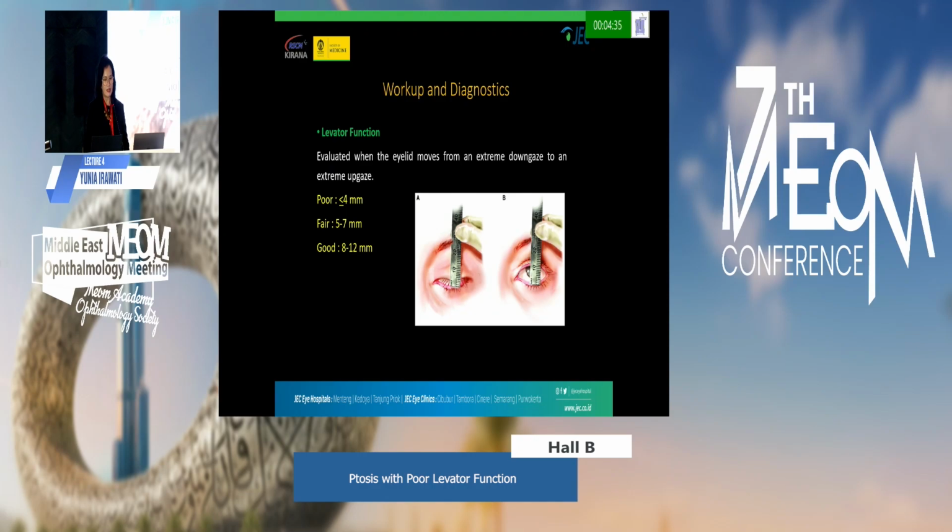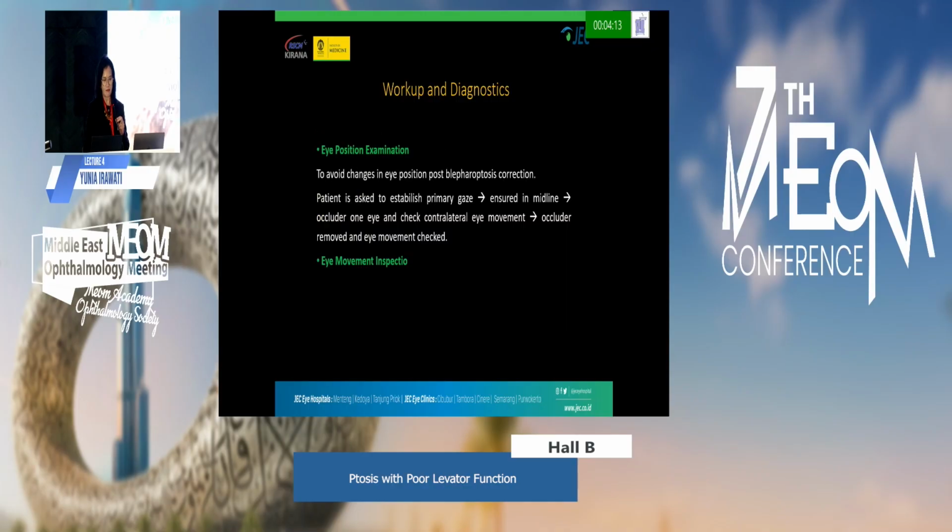The levator function is very important. When the levator function is poor, it means the function is less than 4 millimeters. Usually, we should press on the frontalis muscle to know exactly the levator function. The eye position is also very important. In the workup, the primary gaze is very important because we would like to avoid a change of eye position postoperatively in blepharoptosis correction.